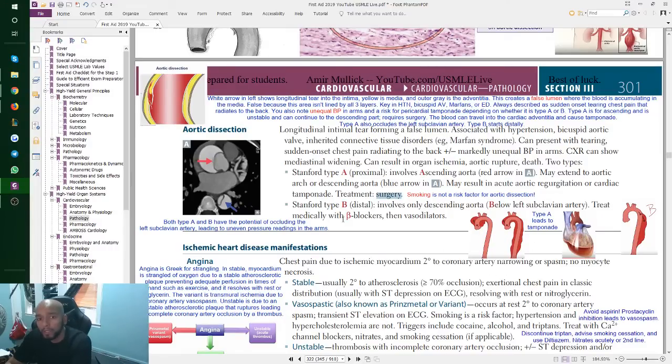Type B, you actually give beta blockers first to slow down the heart rate, and then give vasodilators to fix the blood pressure. Okay, so type B is medically treated, whereas type A is surgically treated. And one extremely important fact that I want you guys to pay attention to is something that you will put in a lot of effort to teach, which is that an aortic dissection is not really related to smoking at all.